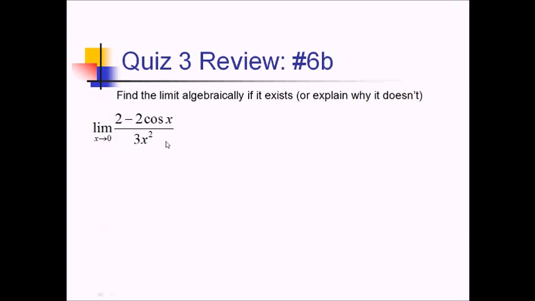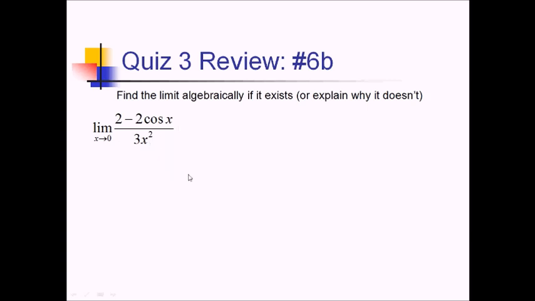For this problem, we're trying to find the limit as x approaches 0 of this expression here. Now, this is one of those where if you mentally check what's going to happen if you plug in 0, we end up with, let's see, cosine of 0 is 1, 2 times that is 2, 2 minus 2 is 0, so 0 in the numerator. 3 times 0 squared is also 0 in the denominator, so this is an indeterminate form.